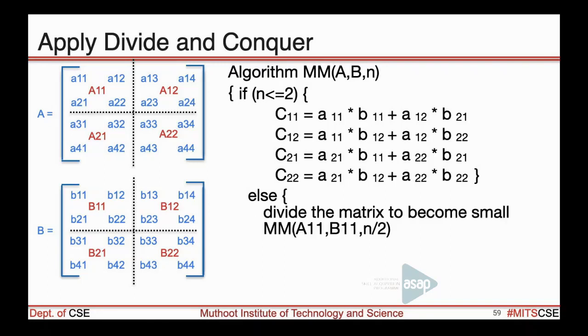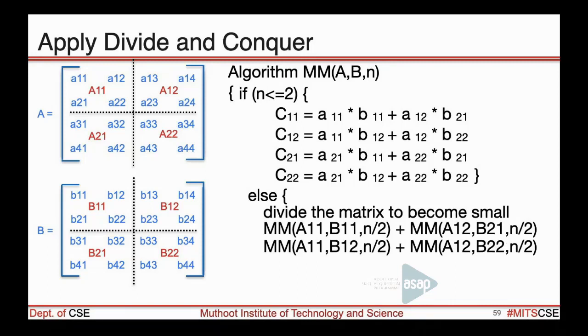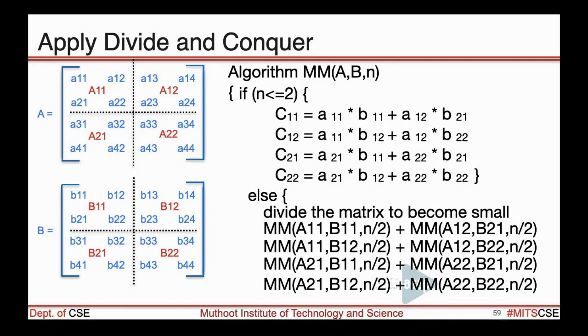So I have divided the matrix, and now I need to recursively call the particular function so that we get the solution to the subproblem. So I am recursively calling A11, B11, with the size n by 2, plus A12 and B21 with size n by 2. It is the same way that we multiplied in matrix. Similarly, I need to do this for all the 4 steps. Clear? If I do this, I will be getting the basic algorithm for matrix multiplication.